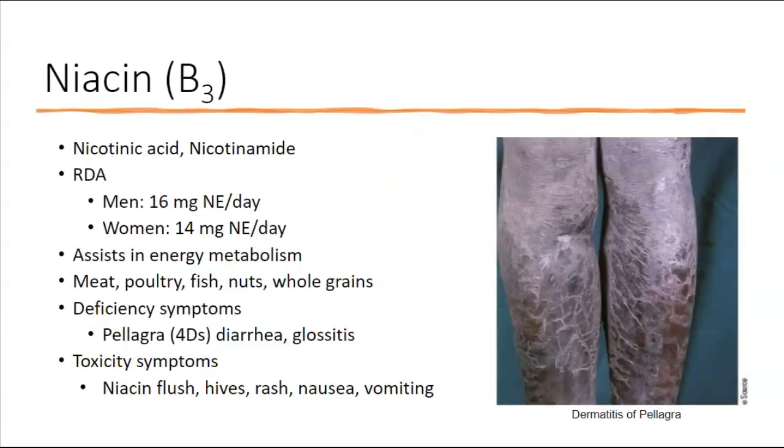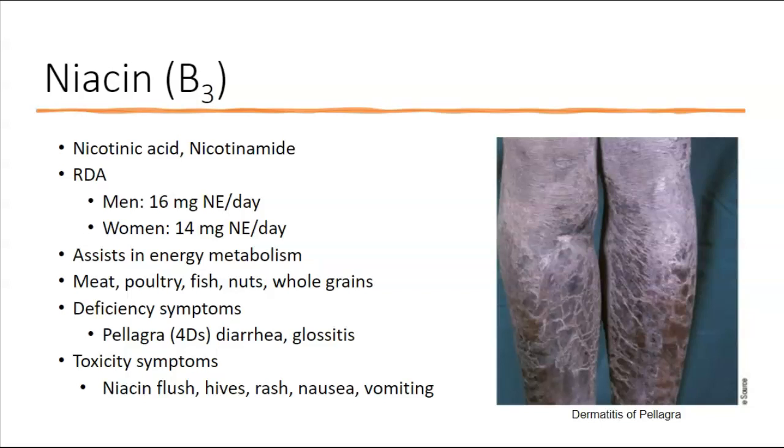Niacin, B3 is its number, and its alternative names are nicotinic acid or nicotinamide. The RDA for men is 16 milligrams of niacin equivalents per day, and women are 14 milligrams per day. It also assists in energy metabolism. We find it in meat, poultry, fish, nuts, and whole grains.